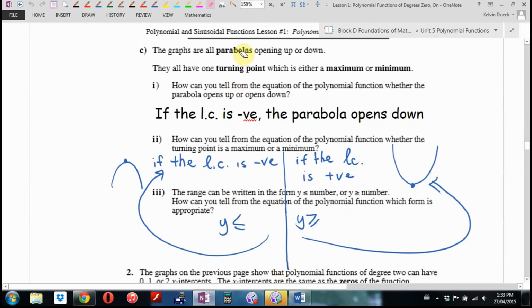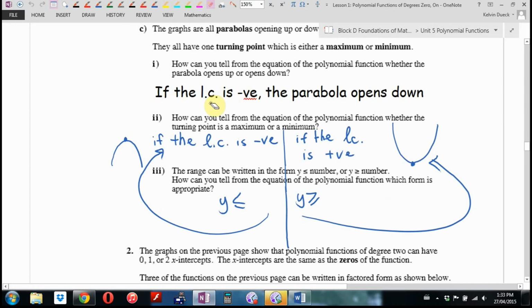All parabolas open up or down. They have one turning point, which you called the vertex. It's either a maximum or a minimum. You learned last year, if the leading coefficient is negative, that means your parabola opens down. That means you had a maximum. The vertex was the highest point. If the leading coefficient was positive, the parabola opens up. That means you have a minimum. Your vertex is the lowest point, the minimum point.